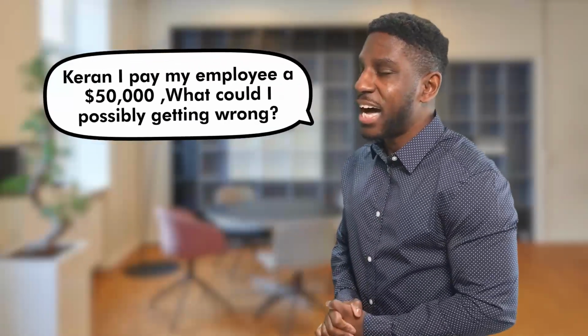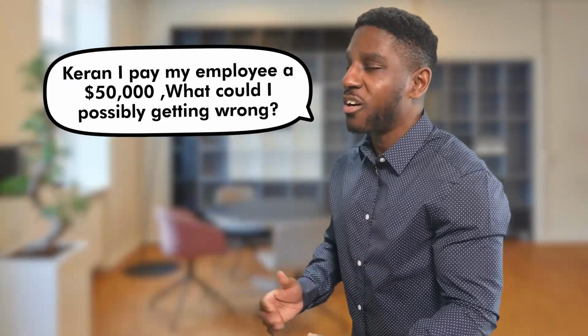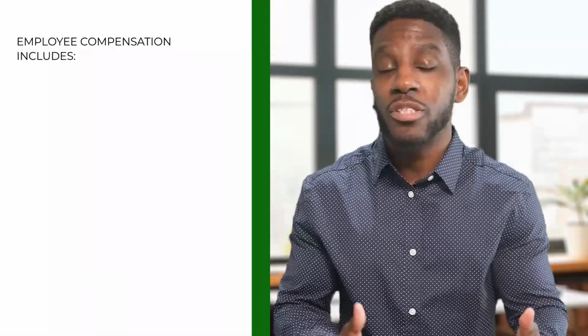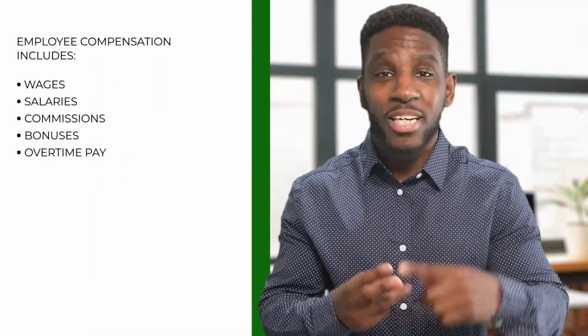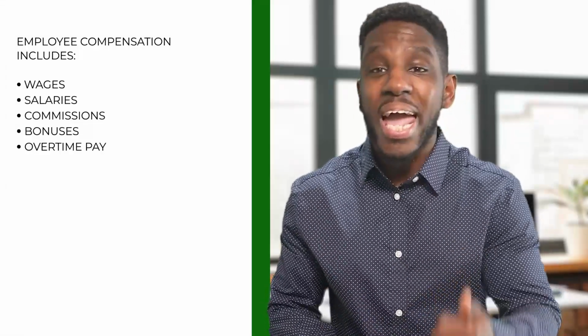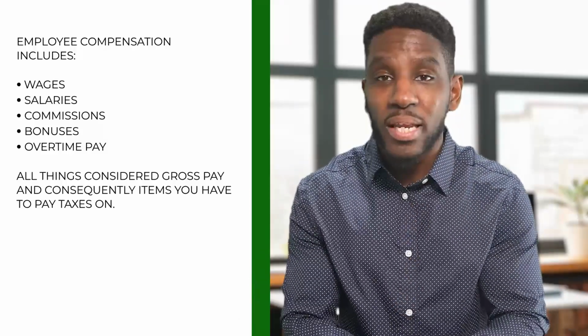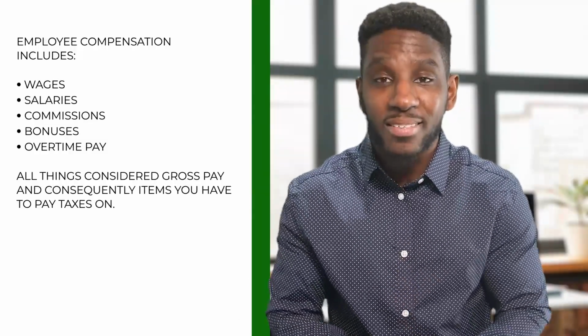Now, as a bonus, let's talk about compensation. A ton of businesses get caught off guard when predicting payroll taxes because they forget to include all forms of compensation. Karan, I paid the employee $50,000. What could I possibly be getting wrong? Well, total compensation isn't just salary. Employee compensation includes the following: wages, salaries, commissions, bonuses, and overtime pay. All things considered gross pay and consequently items you have to pay taxes on. So that's payroll taxes at a very high level.